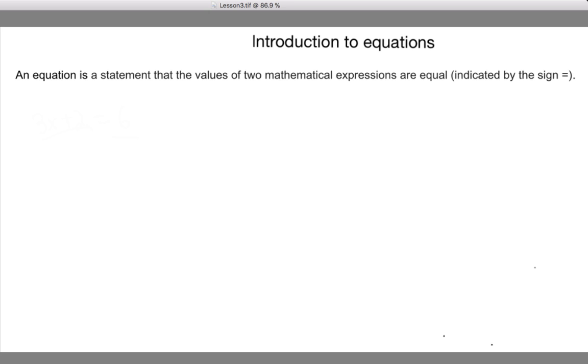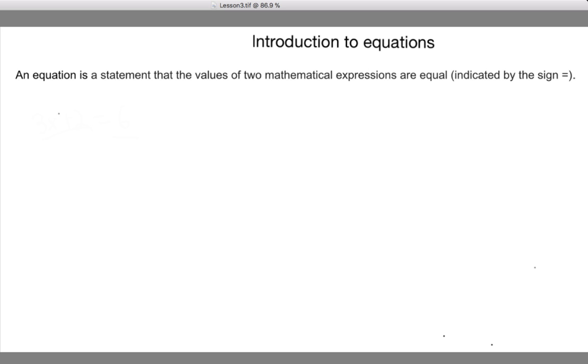Today we'll be talking about equations. So let's first and foremost start off by defining what an equation is. Based on our definition up here, an equation is a statement in which the values of two mathematical expressions are equal, and this is usually indicated by an equal sign. So let's go into what that means.